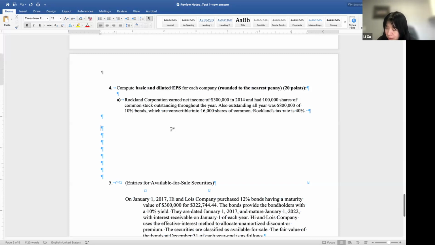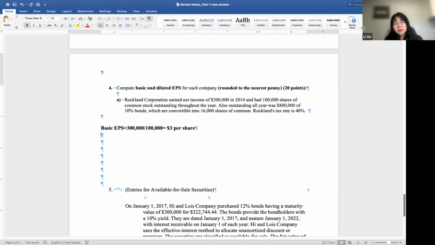We are going to first take a look at the numerator. Let's calculate the basic first. Basic should be 300,000. That's your net income. And if you don't have any adjustment, the basic earnings per share is just going to be $3 per share.